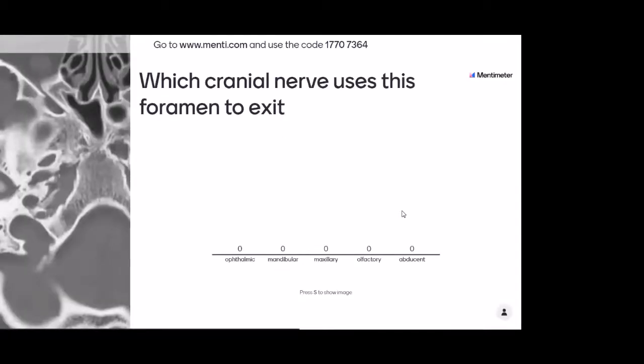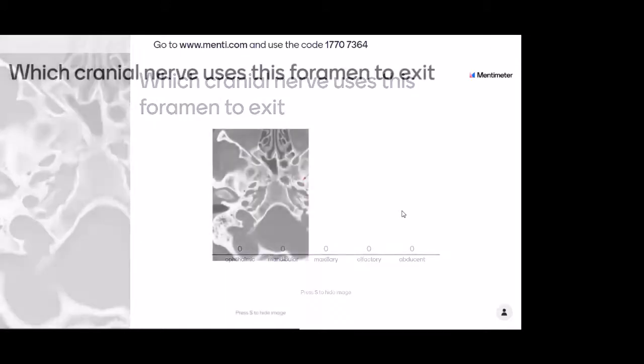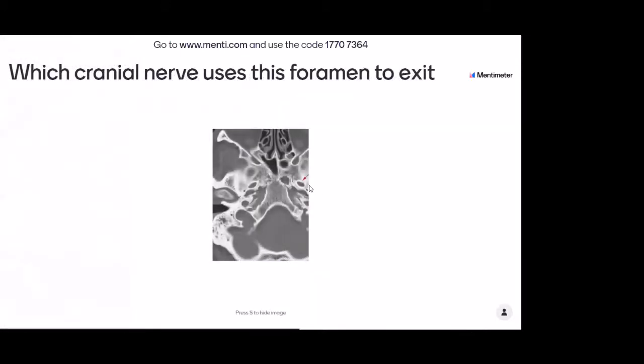So again, there's a question: which cranial nerve uses this foramen to exit? For that, you need to know what is the name of foramen and the segment of the trigeminal nerve which uses this. So the options are ophthalmic, mandibular, maxillary, olfactory, and abducent. And here is the image. Which cranial nerve uses this foramen to exit?